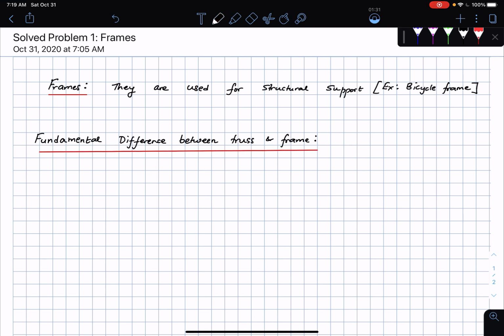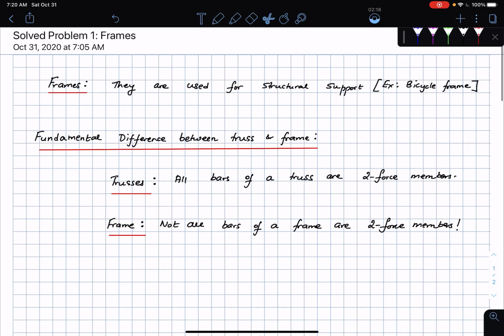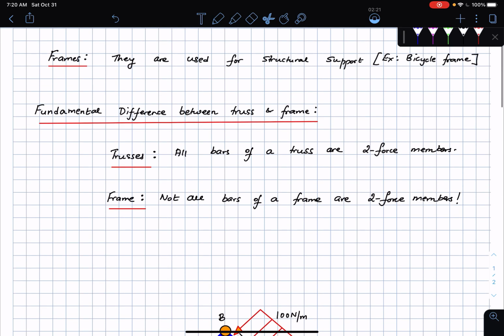In trusses, we know that all the bars of a truss are two force members. But if I have a frame, that is not necessarily the case. Not all bars of a frame are two force members. This is the prime difference between the two, and the consequence is that if I have a frame, then the external forces can actually act on the bars of a frame.